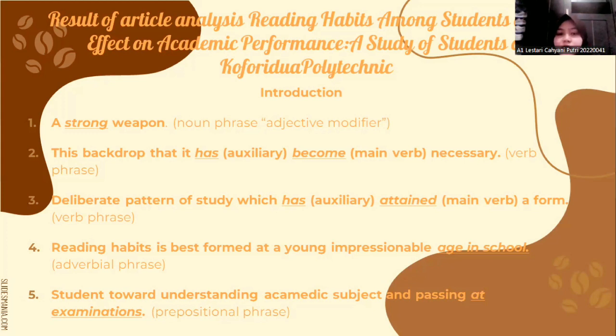Because as we know, in the verb phrase there must be the auxiliary and the main verb. So the third example: "deliberate pattern of study which has entailed a form." In this example, "has" is the auxiliary and "entailed" is the main verb. The fourth example: "reading habits is best formed at a young impressionable age in school."